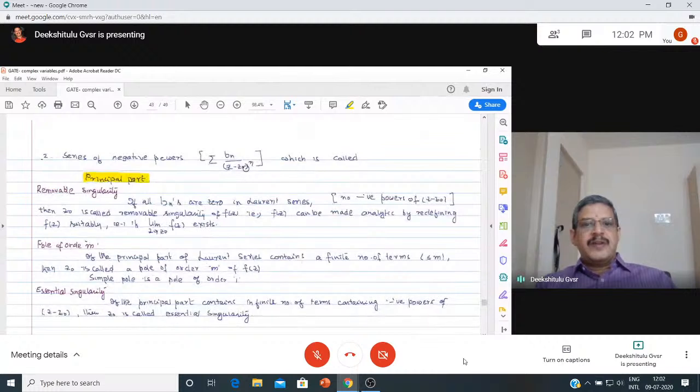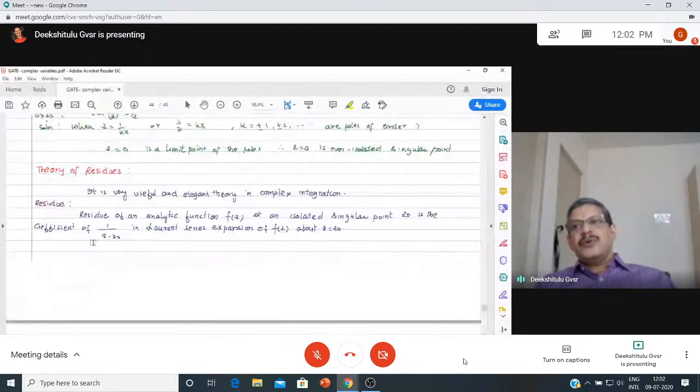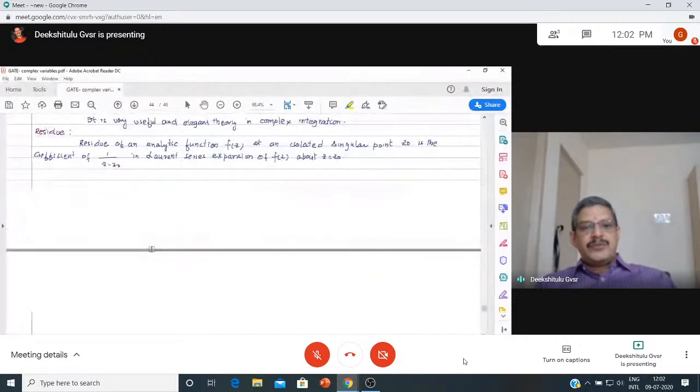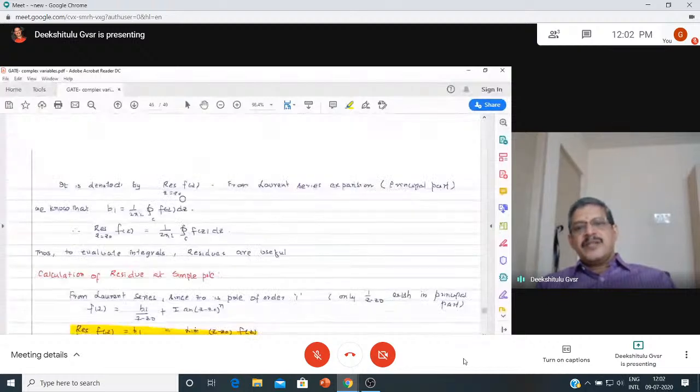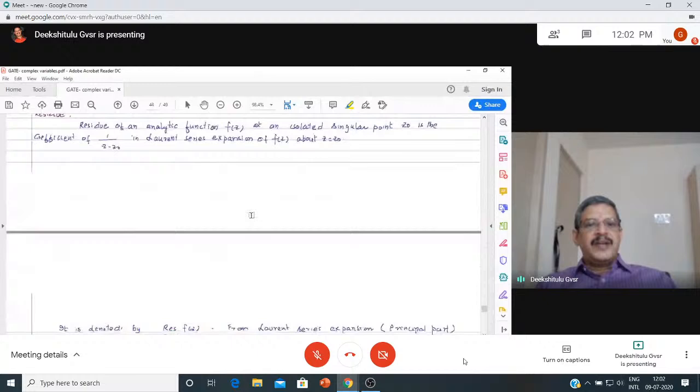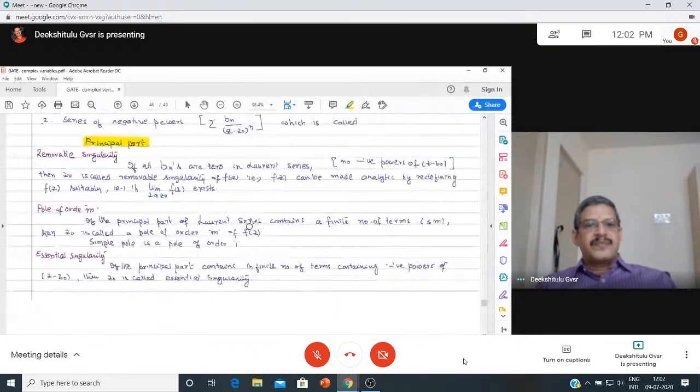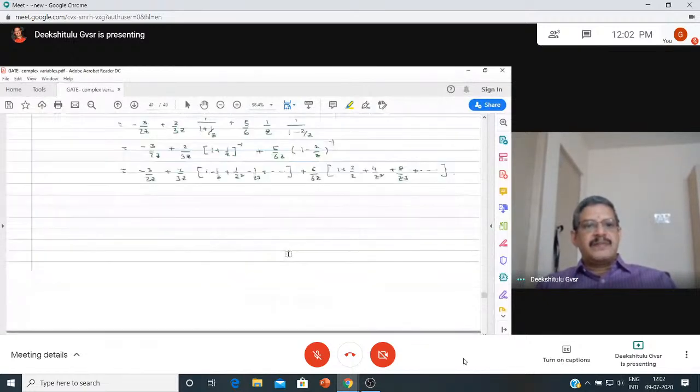For 1/(z - z0), n becomes 1. So b1 is the coefficient of 1/(z - z0) of f(z) at z0. It is denoted by the residue of f(z) at z = z0. From the Laurent series expansion, principal part, we know that this coefficient is b1. But what is b1?